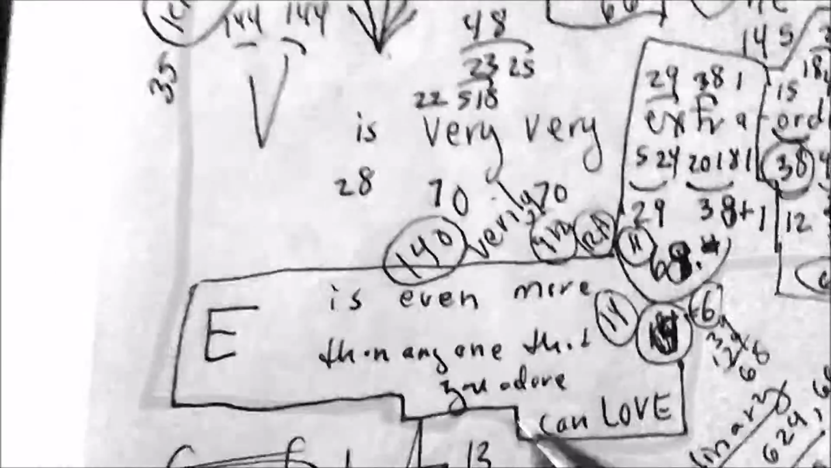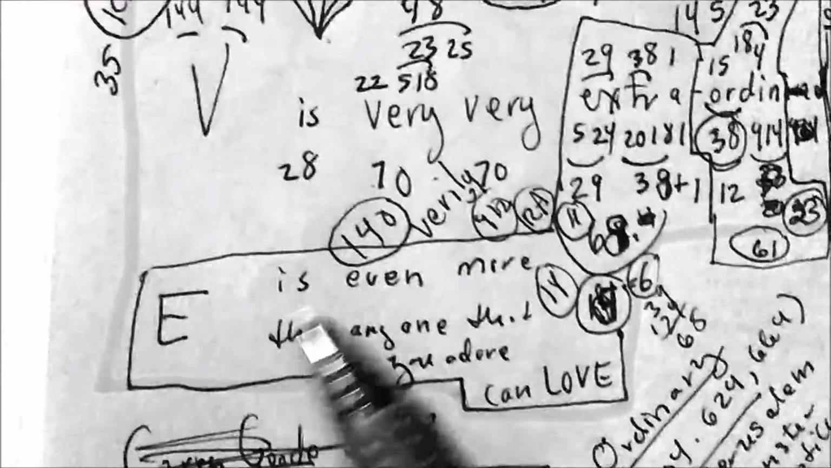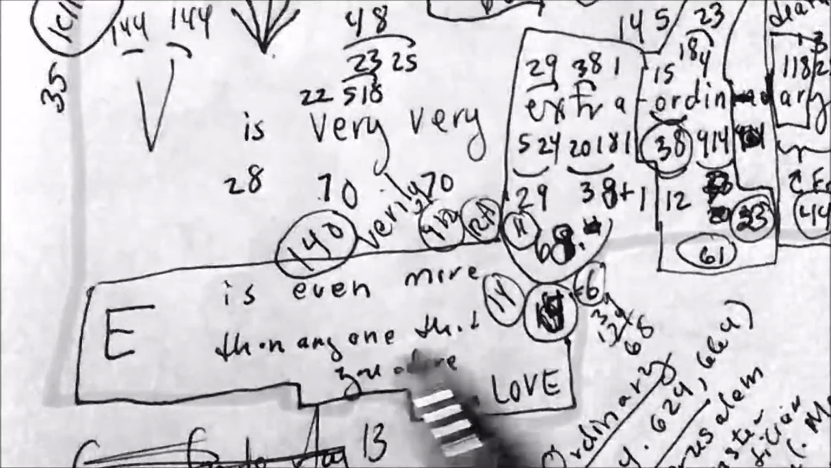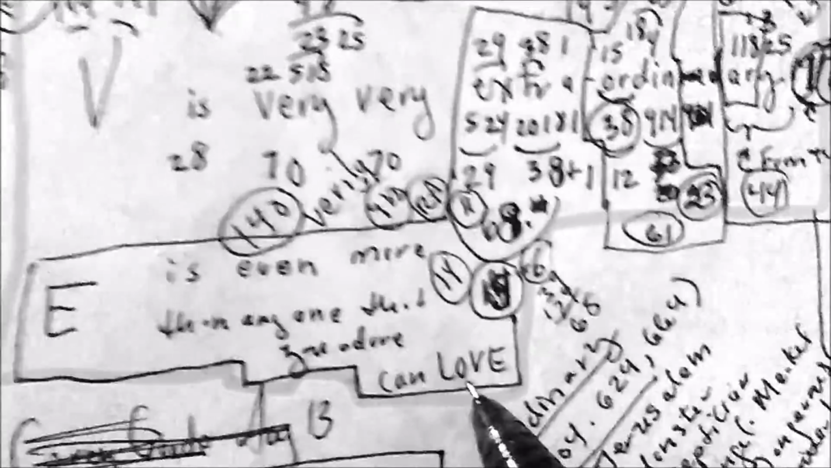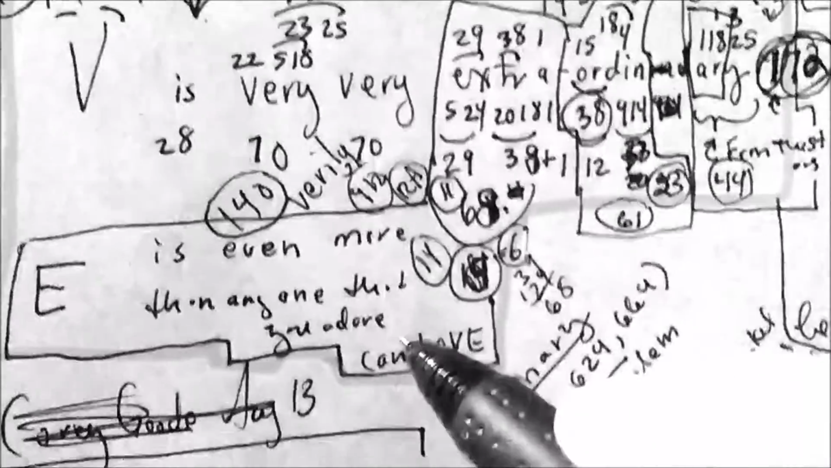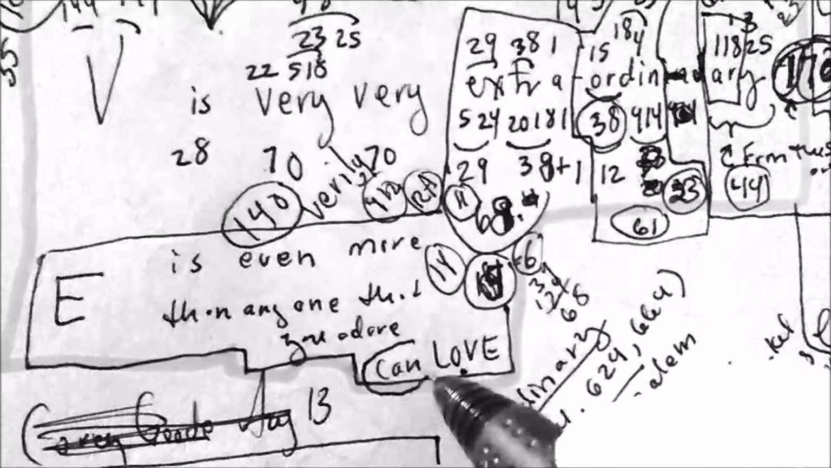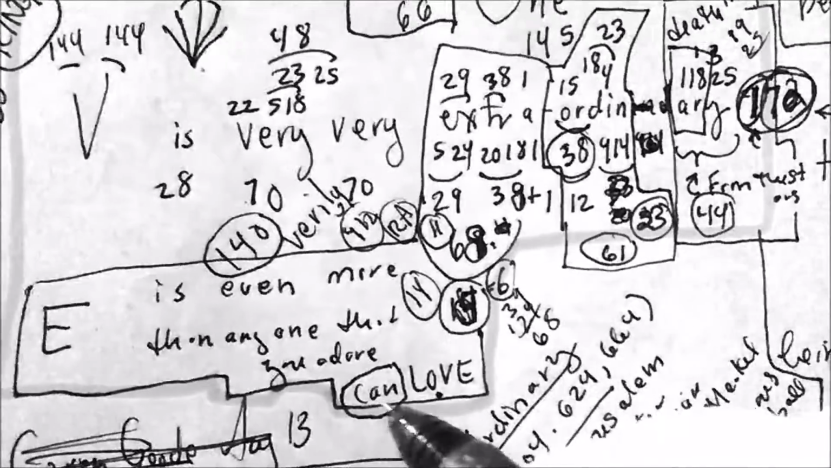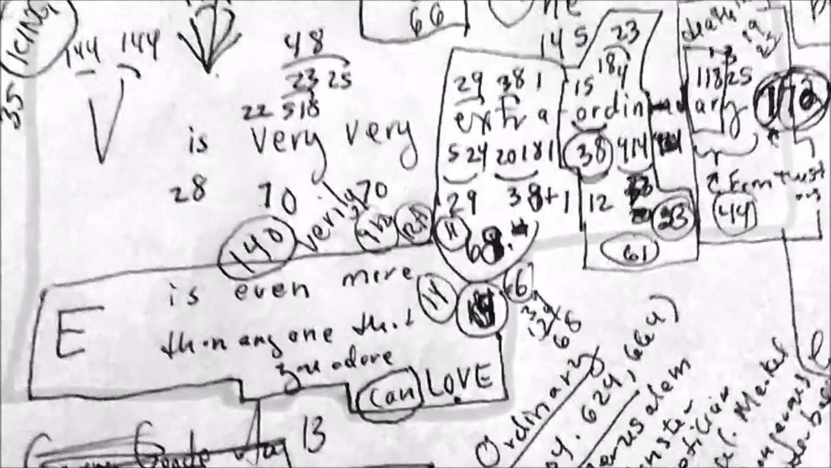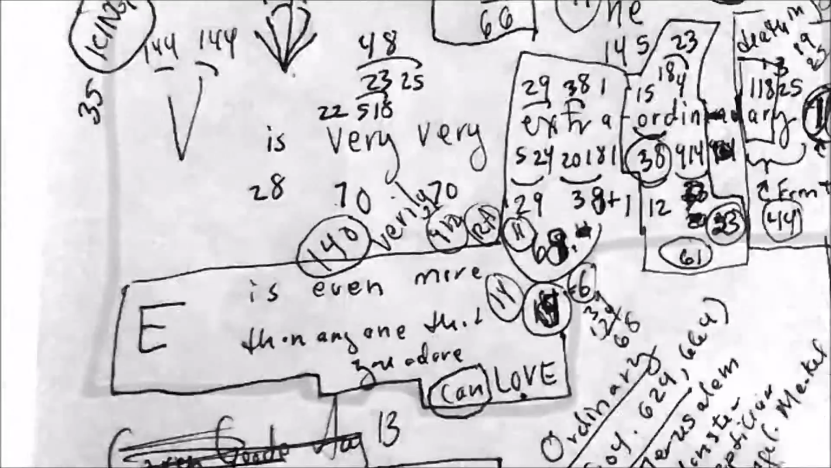So back to L is for the way you look at me. E is even more than anyone that you adore can love. I'm going to listen to it again, but I think he says can love right here. E is even more than anyone that you adore can love. So anyone that you adore cannot love as much as E, is what he's saying.